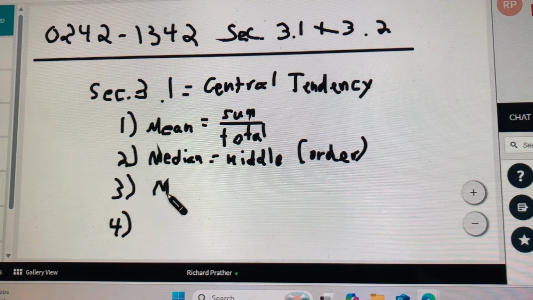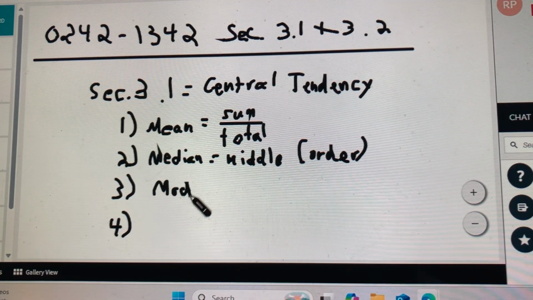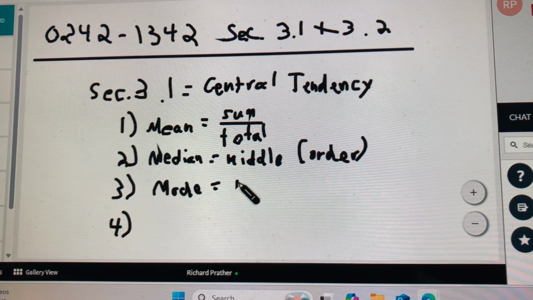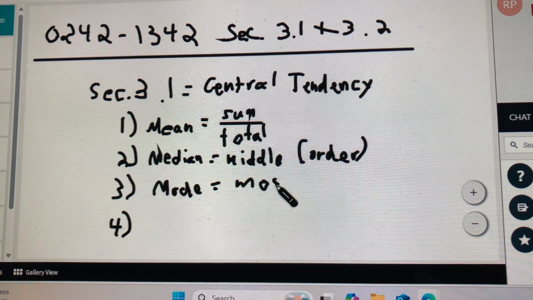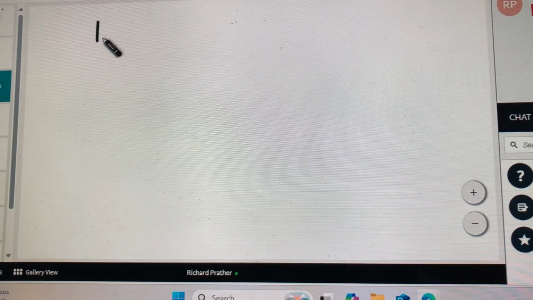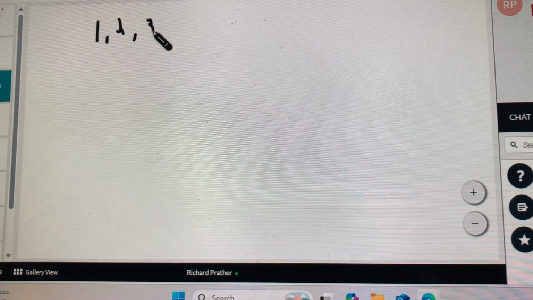The mode is the most frequent occurrence. Which one happens the most? Now, take this for example. What if you have 1, 2, 3, 4?